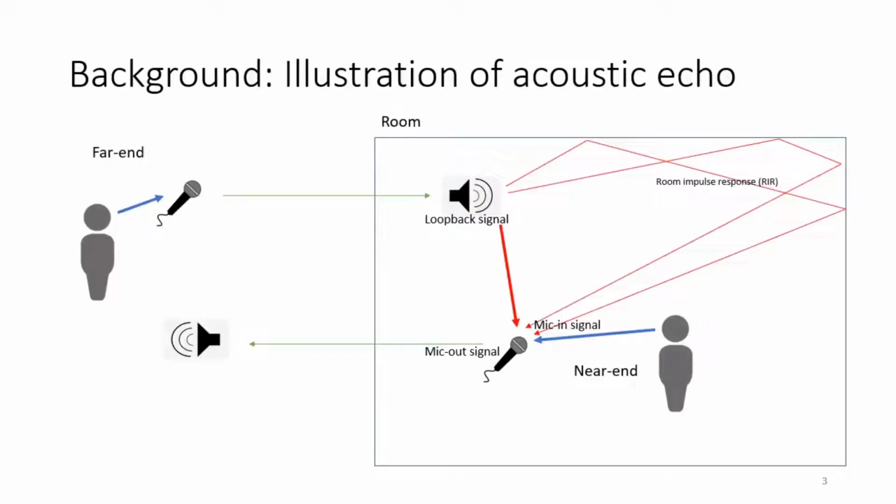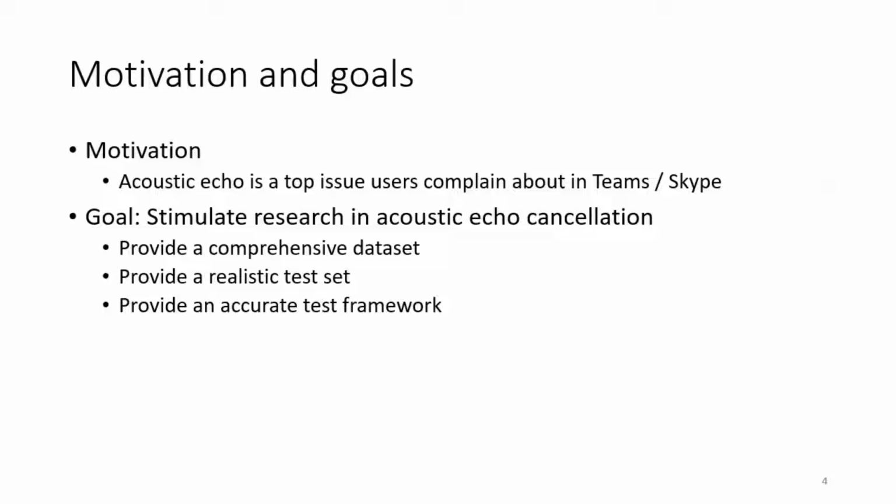As a background for why echo cancellation is needed, when a far-end person speaks, their voice is played on a local speaker, which is picked up by a local microphone, along with reflections of the signal and near-end noise. An echo canceller removes the far-end signal so they don't hear themselves speak. Acoustic echo is a top issue users complain about in Microsoft Teams and Skype. We wanted to stimulate research in acoustic echo cancellation by creating a challenge. To enable this, we provide a comprehensive dataset, a realistic test set, and an accurate and reproducible test framework.